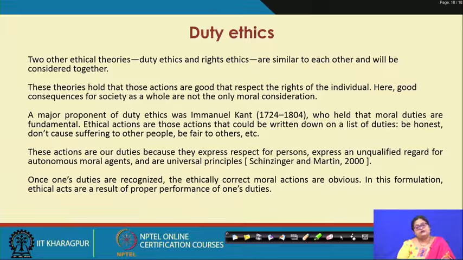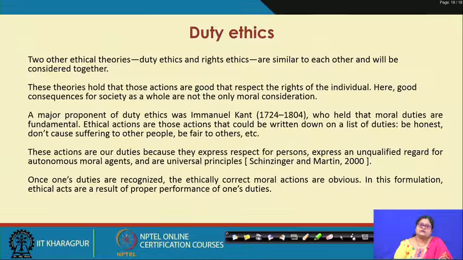If you remember, in utilitarianism, we were more focused on the well-being of a group of people, the collectivist approach, but the rights and duties perspective focuses more on the rights of the individual. So here, good consequences for society at large are not the only moral consideration. One of the major proponents of duty ethics was Immanuel Kant, who held that moral duties are fundamental.